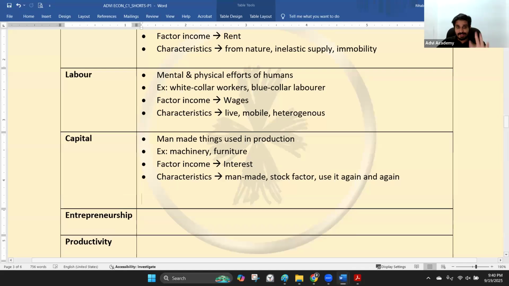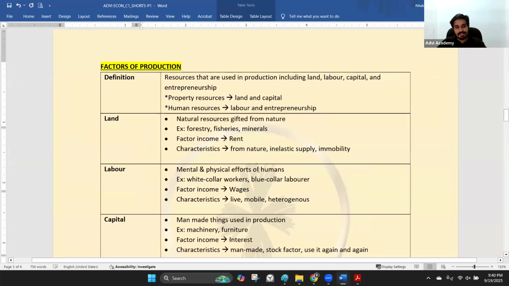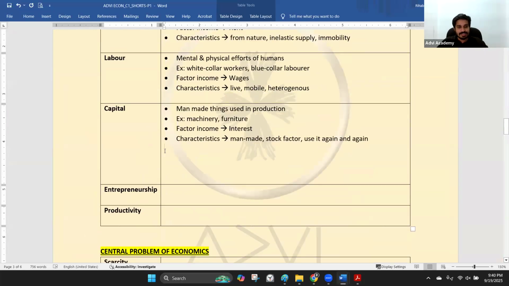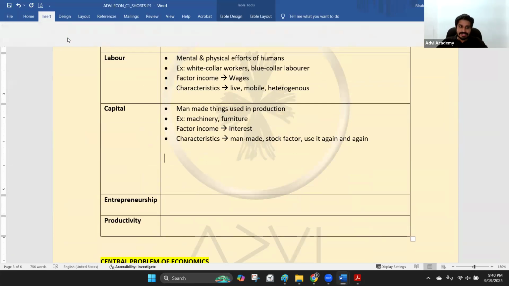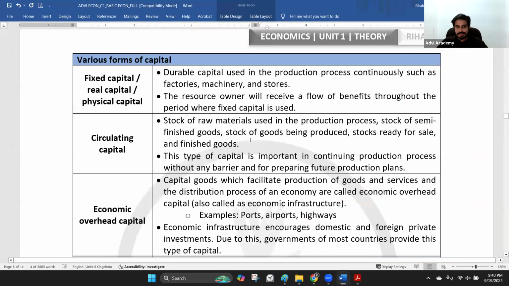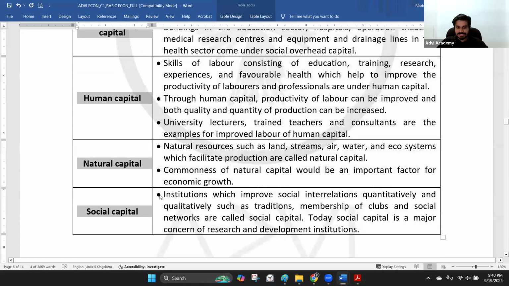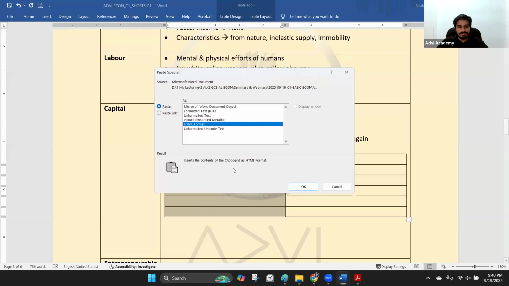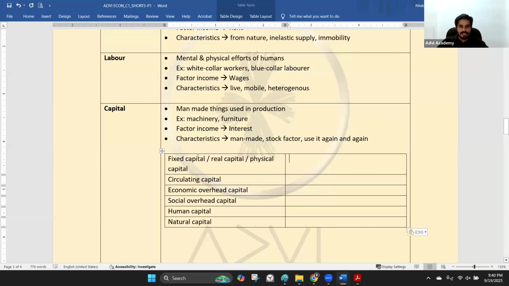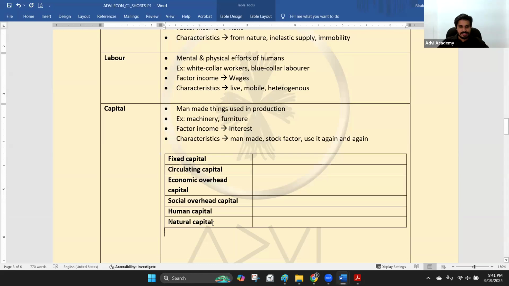We can't just put this and walk off because there are different kinds of capital. So I'm going to put a smaller table here and give that list. First and foremost, we have this set of capital. Now, there are a couple of questions that are coming from this section also, because so far what we learned is boring theory. Okay. So there is something called fixed capital or real capital or physical capital. Then there's something called circulating capital, economic overheads, social overheads, human capital, natural capital.